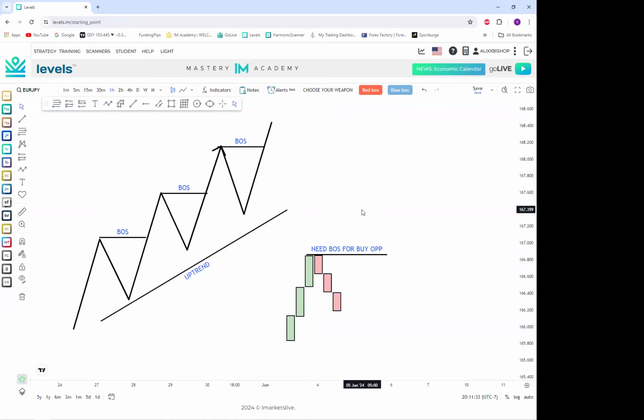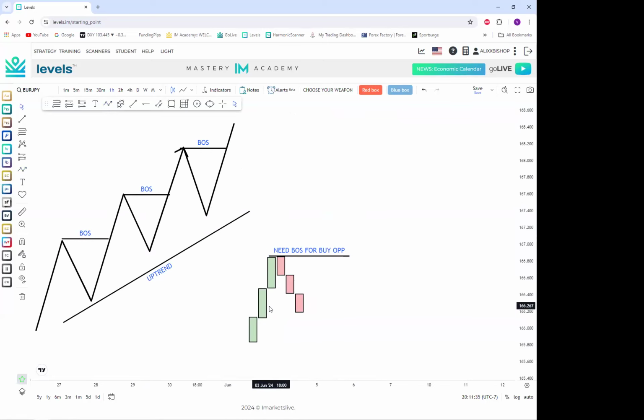So we're waiting. Okay. So boom, market's doing its thing. Pushes up, pushes up. We get a pullback. Now let's kind of make this a little bit different. Bow.